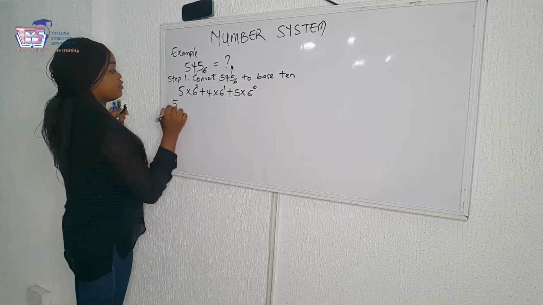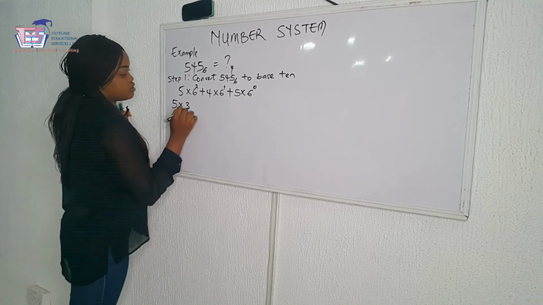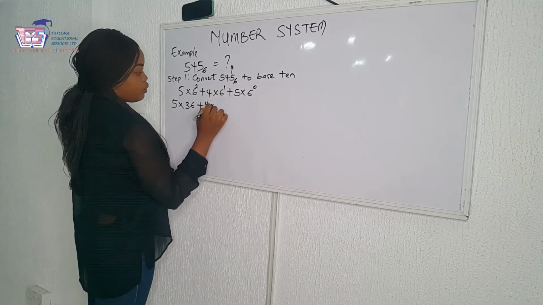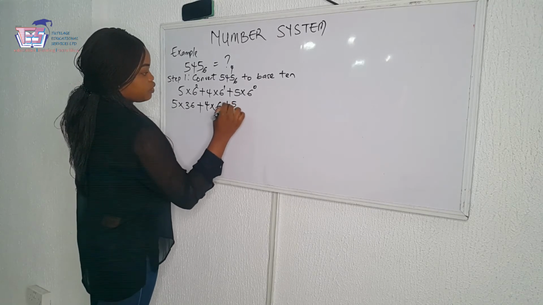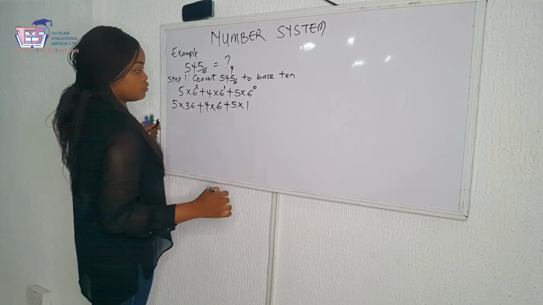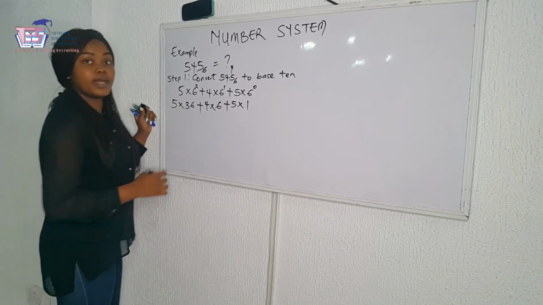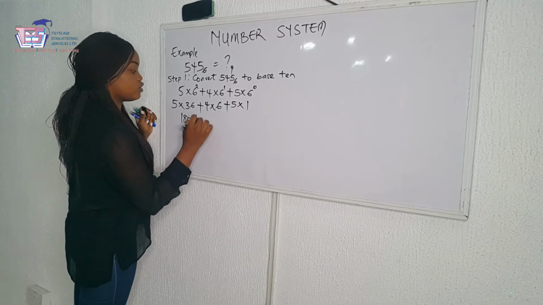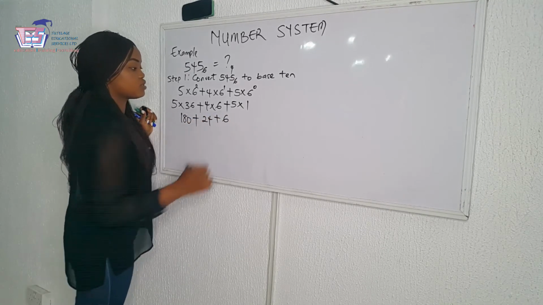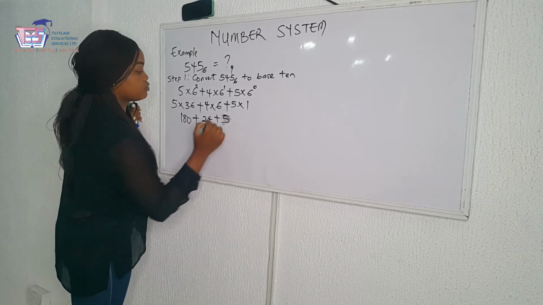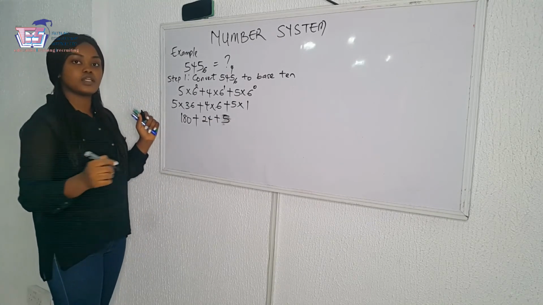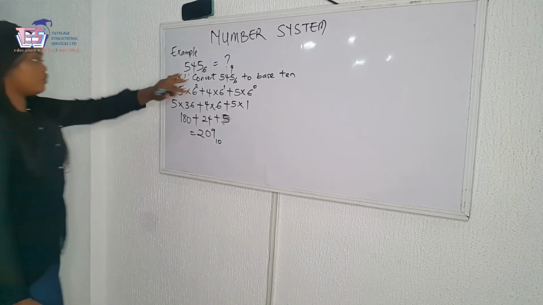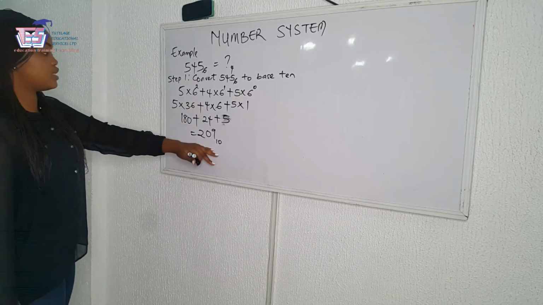So this will be 5 times 6 squared. 6 squared is 36. Plus 4 times 6 raised to the power 1, which is 6. Plus 5 times 6 raised to the power 0, which is 1. From here we have 36 times 5 is 180, plus 24, plus 5. So that will be 209 in base 10. We've just done the first step. We converted this to base 10.